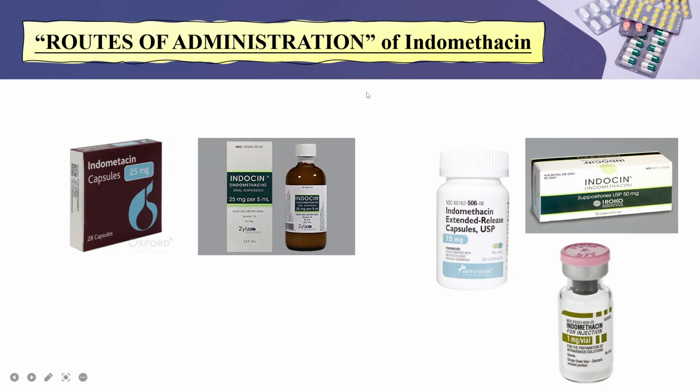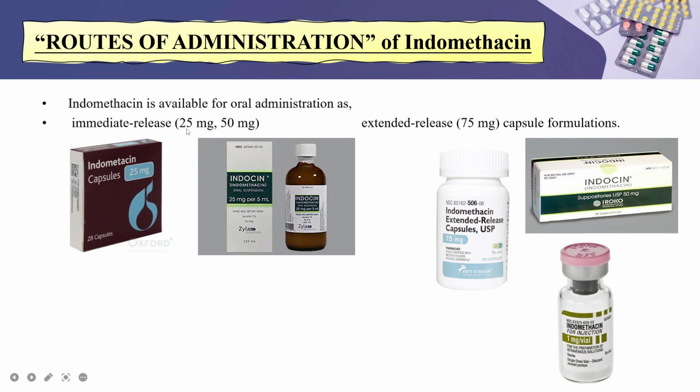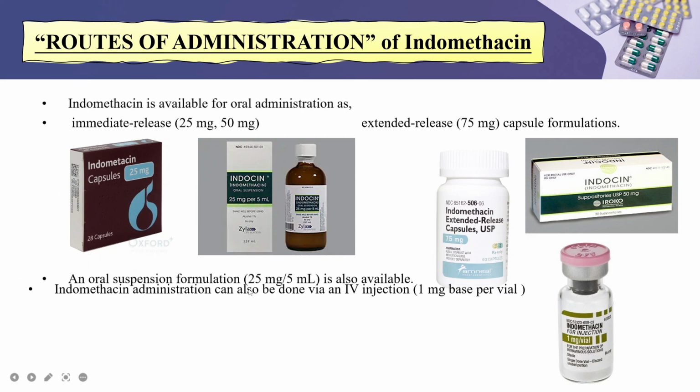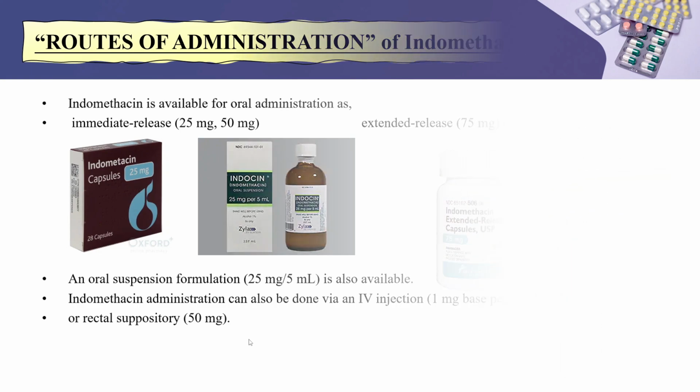Next, we're going to talk about the routes of administration of indomethacin. Indomethacin is available for oral administration as immediate release in 25 mg and 50 mg capsules, and as an extended release capsule formulation in 75 mg. An oral suspension formulation of 25 mg per 5 ml is also available. Indomethacin can also be administered by intravenous injection, 1 mg base per vial. It is also available as a rectal suppository in 50 mg.